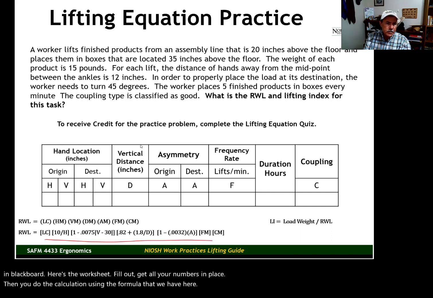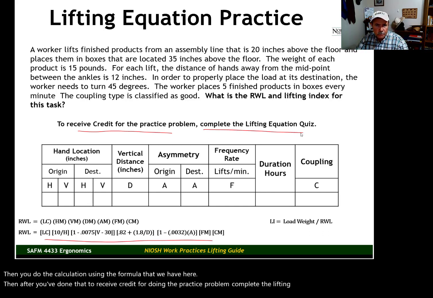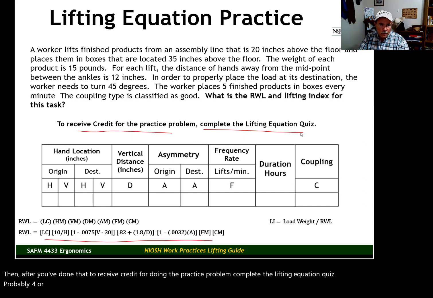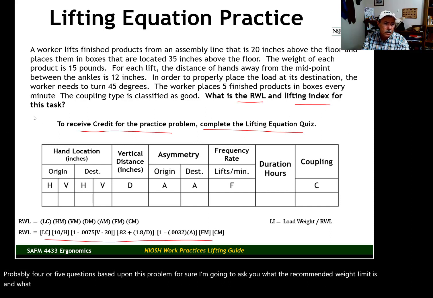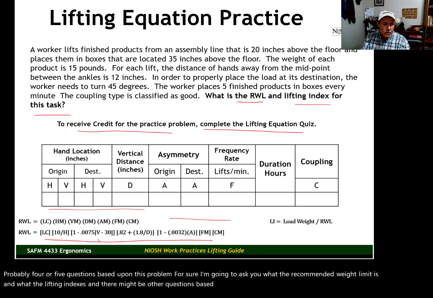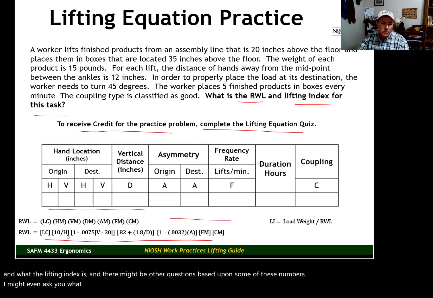Then after you've done that, to receive credit for doing the practice problem, complete the lifting equation quiz. It'll probably be 4 or 5 questions based upon this problem. For sure, I'm going to ask you what the recommended weight limit is and what the lifting index is. And there may be other questions based upon some of these numbers. I might even ask you what's the horizontal multiplier coefficient? What is the frequency multiplier coefficient?